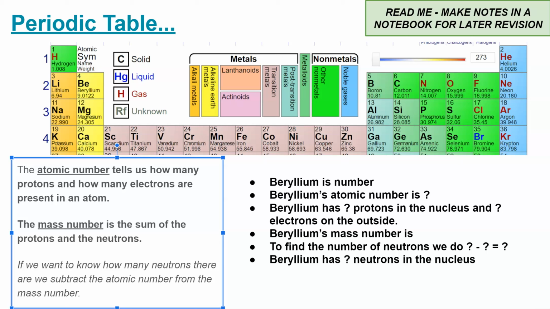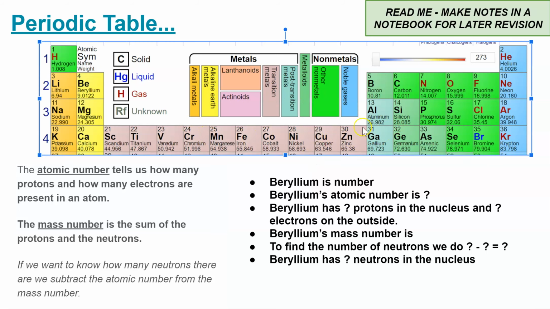Alright, in this video we're going to work out how to determine the number of protons, electrons and neutrons in any element in the periodic table. As you can see here on the screen, we have just a zoomed in top bit of the periodic table that goes up to krypton, the 36th element.